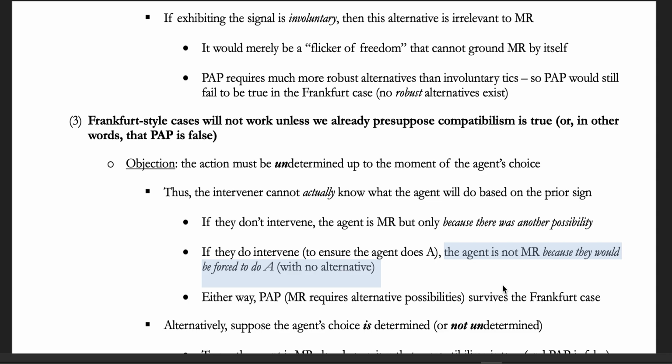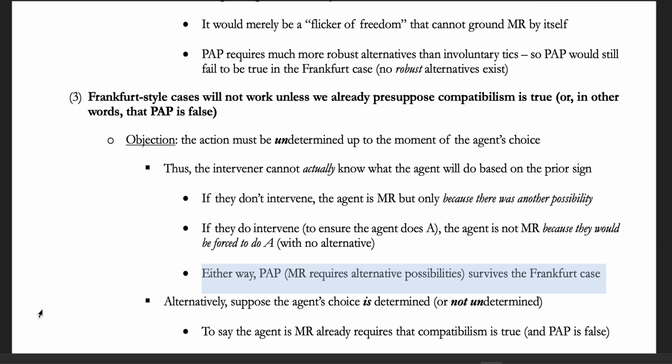Now, either way, if he doesn't intervene, the agent's responsible, but there is an alternative. If he does intervene, then the agent's just not responsible because he was forced. So either way, PAP, the idea that moral responsibility requires alternatives, ends up surviving. It's unaffected. Because you get responsibility here, but you do get alternatives. And here you don't even get responsibility, so we don't even have to ask the question. Right, so PAP is unaffected.